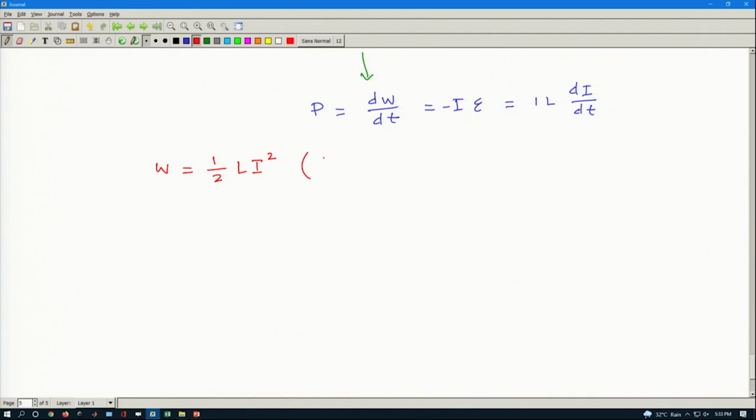So, I should write, this is the energy stored in the inductor.